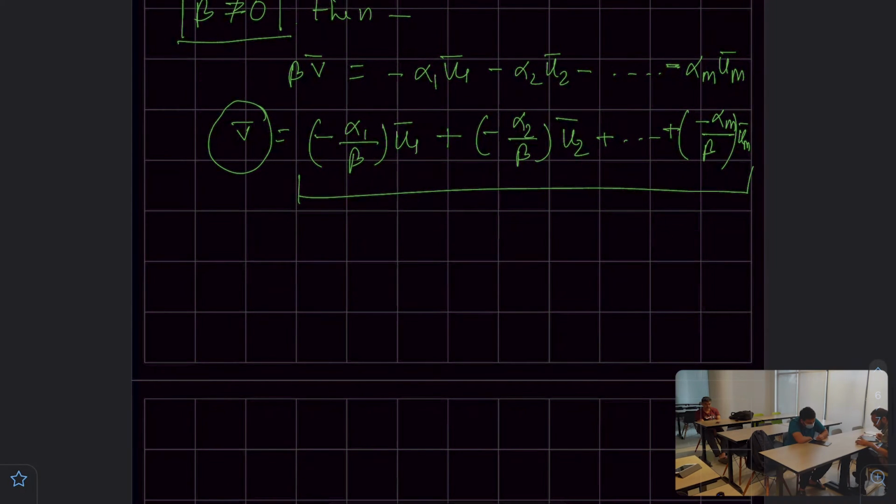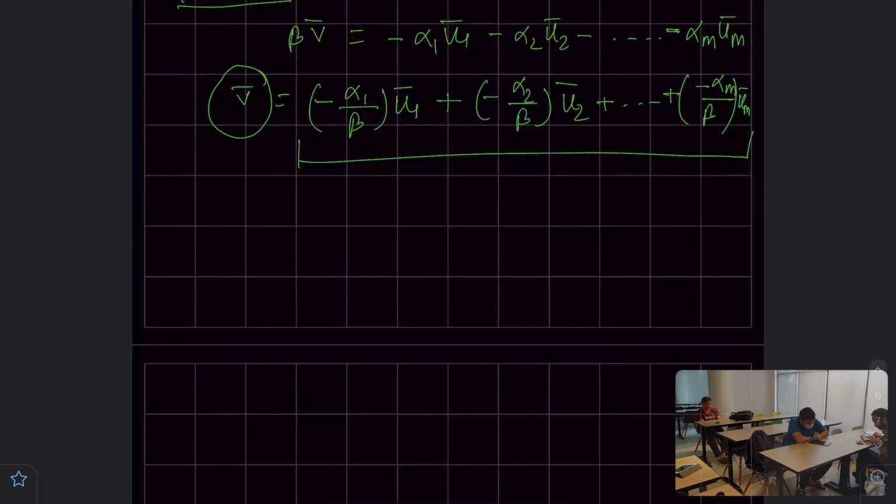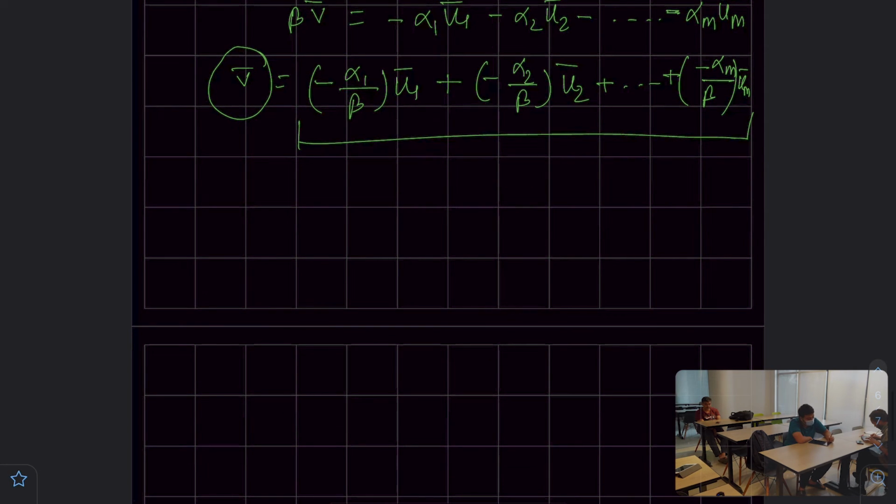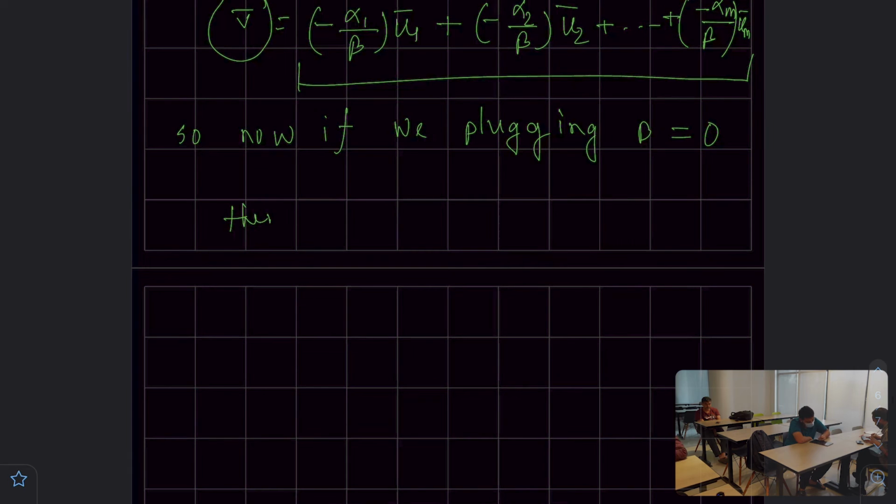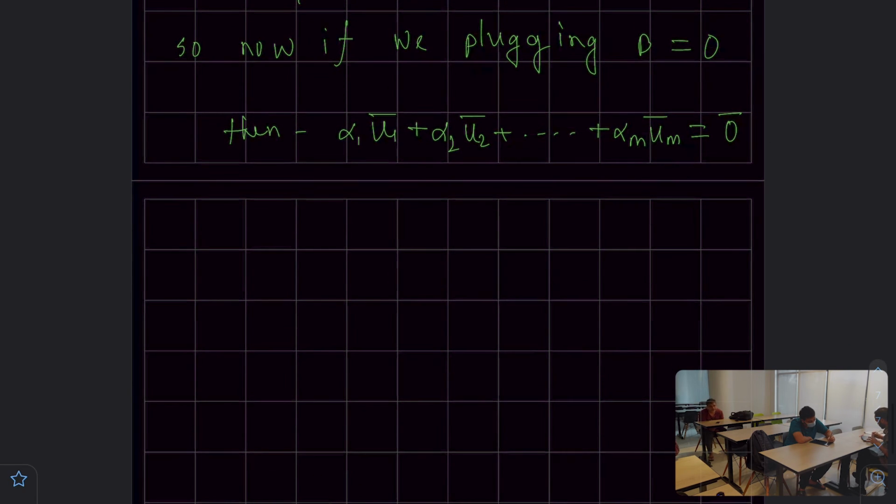So now if we plug in beta equals 0, then it's simply alpha 1 u1 vector plus alpha 2 u2 vector plus alpha m um vector. This is equal to the 0 vector. Okay, it equals 0 if we plug beta equals 0.